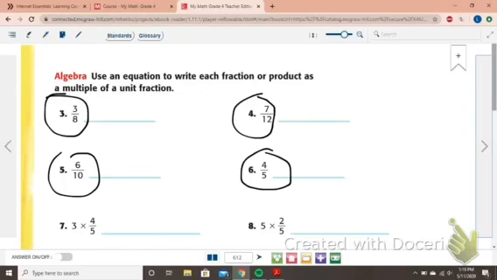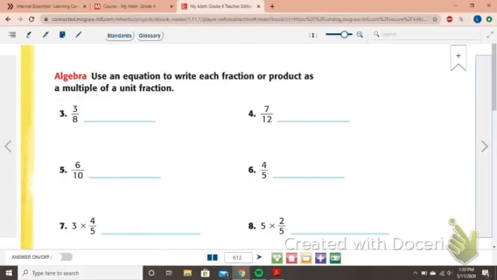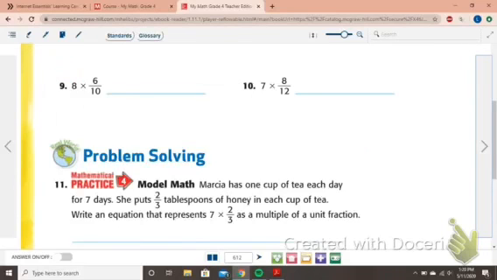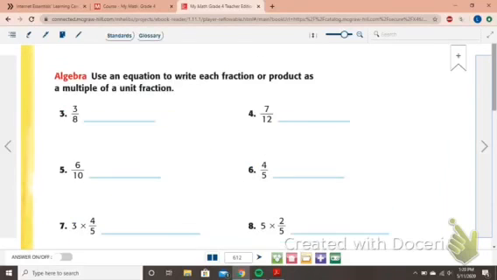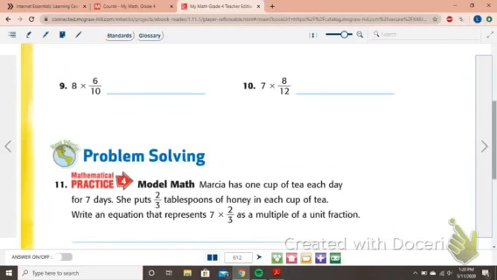So for instance, if we're just going to take one of them, let's take number 4 for instance. 7/12. Well, how many 1/12 would 7/12 be? 7/12 would be 7 times 1/12. Be 7 1/12. Okay? Now if we go down here to these problems, let's just do 9 and 10. So 9 and 10, for these problems, now you're going to have 8 6/10.